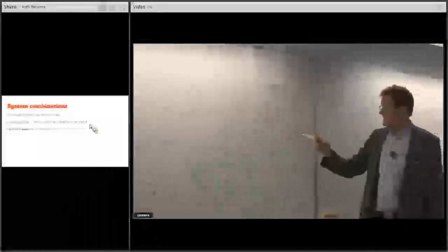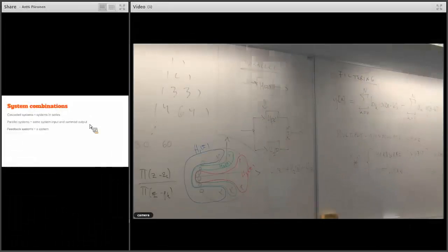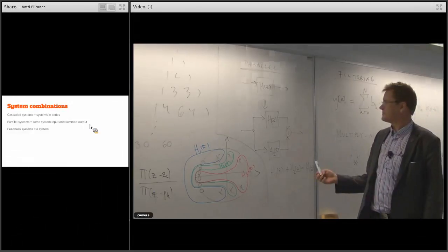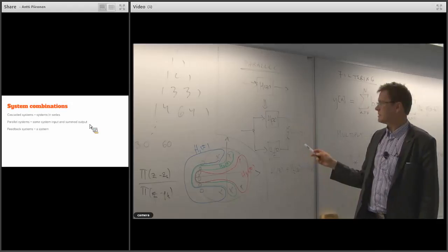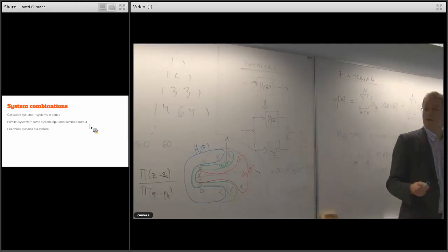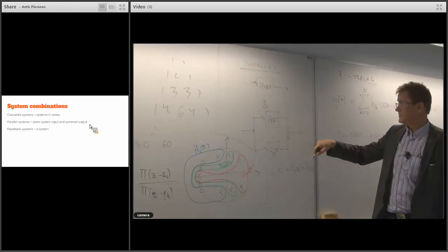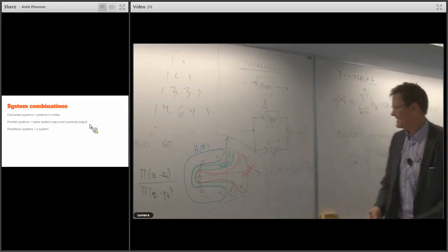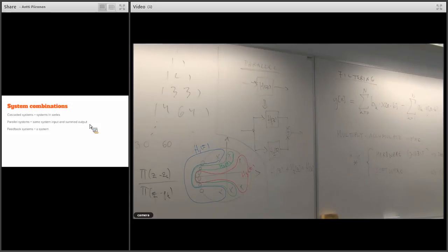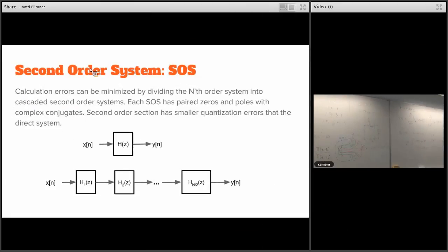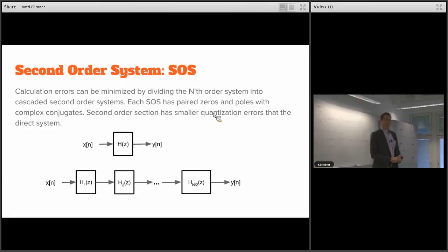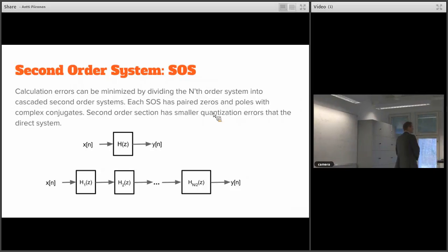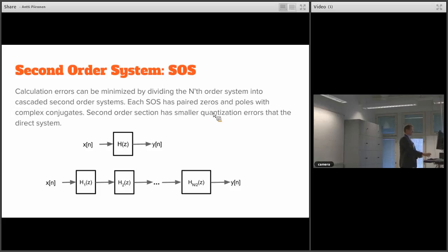But anyways, this one helps on FIR filters. If you do it that way, then basically it starts to reduce the amount of noise on the system. Magic. Yeah, pure magic. All right. That's just basically the same thing there. Second order systems: calculation errors can be minimized by dividing a system to second order systems.